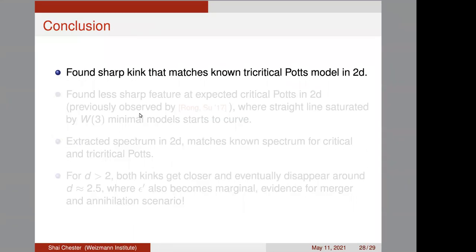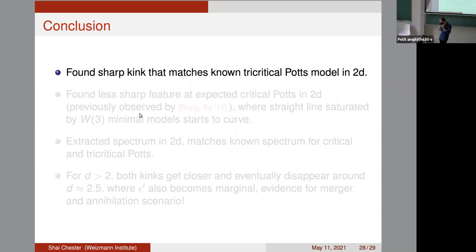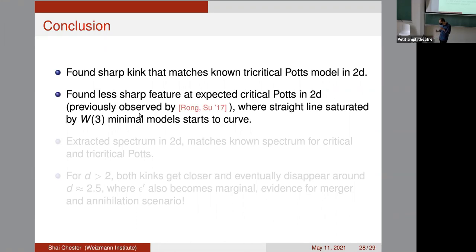Yeah. So our conclusions are that we have found a sharp kink that matches the known tricritical Potts model in 2D. So that's one of our main results. We found a slightly less sharp feature at the expected critical Potts model in 2D. I should note that this feature was previously observed by Rong and Su in their paper from 2017. This feature is less sharp because it's where the straight line becomes a non-straight line, which is not as sharp as just seeing an actual kink. Also, an interesting fact, also pointed out by Rong and Su in their previous paper, is that these W3 minimal models all appear on the upper bound of the R plot.